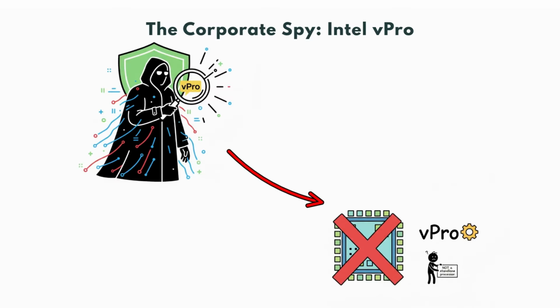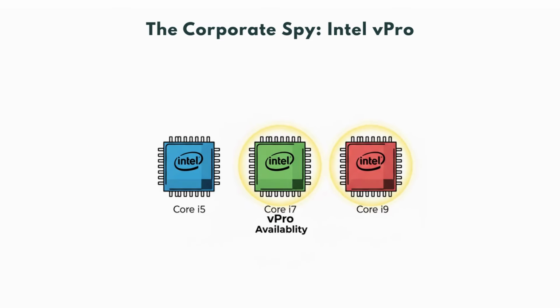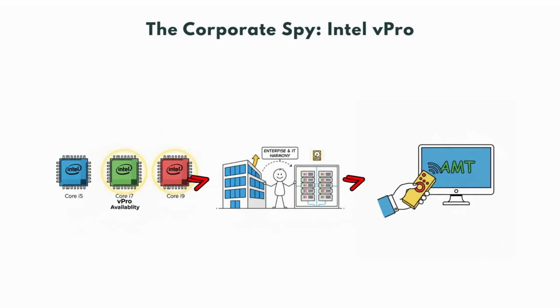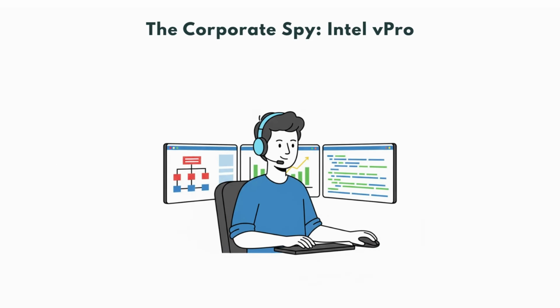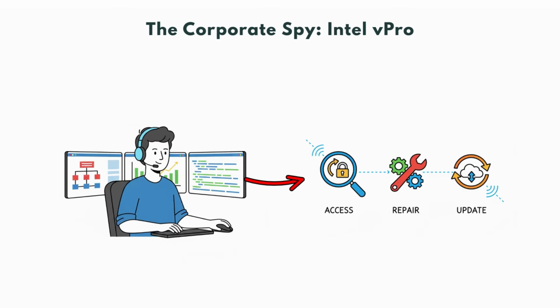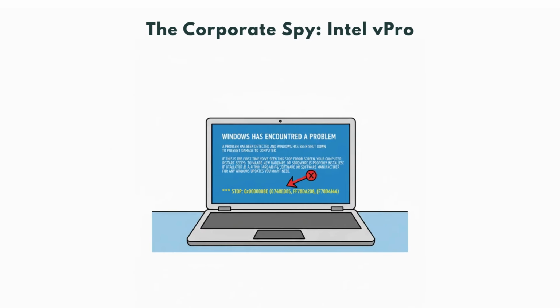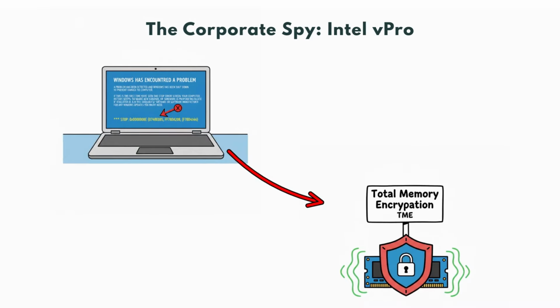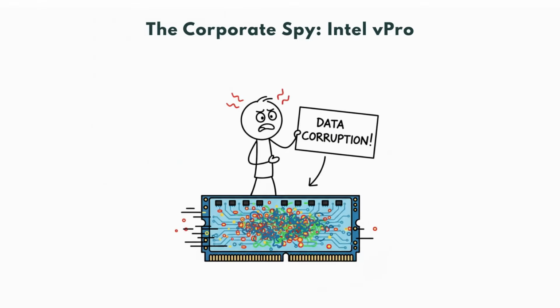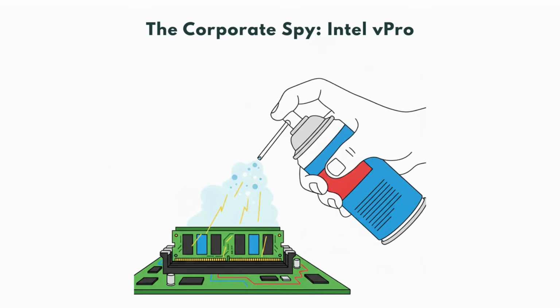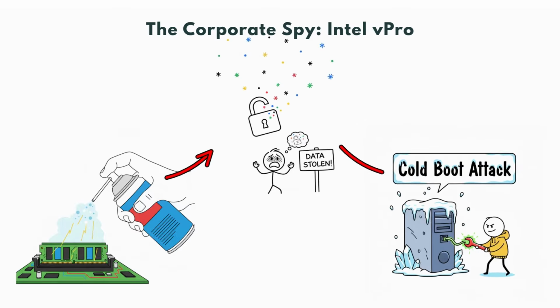The corporate spy, Intel vPro. Intel vPro is not a specific processor model, but a platform feature set available on select Core i5, i7, and i9 chips. It is strictly designed for enterprise and IT environments. The capability is remote management. Intel Active Management Technology allows IT administrators to remotely access, repair, and update a fleet of laptops, even if the computer is turned off or the operating system has crashed. It also includes total memory encryption, which scrambles data stored in the RAM, preventing physical attackers from freezing the memory sticks to steal passwords, a cold boot attack.